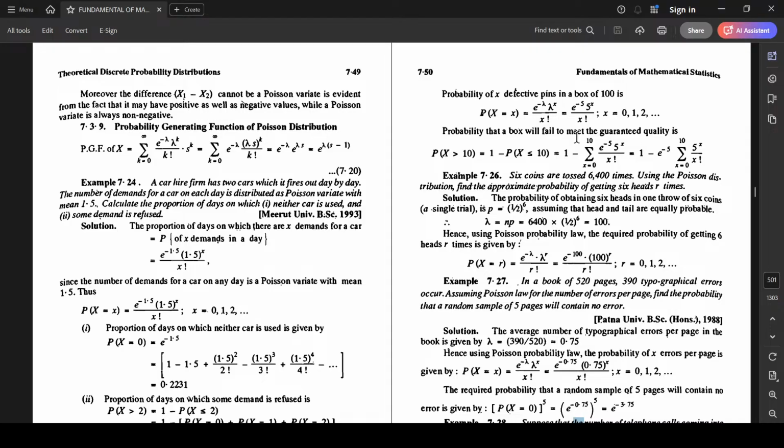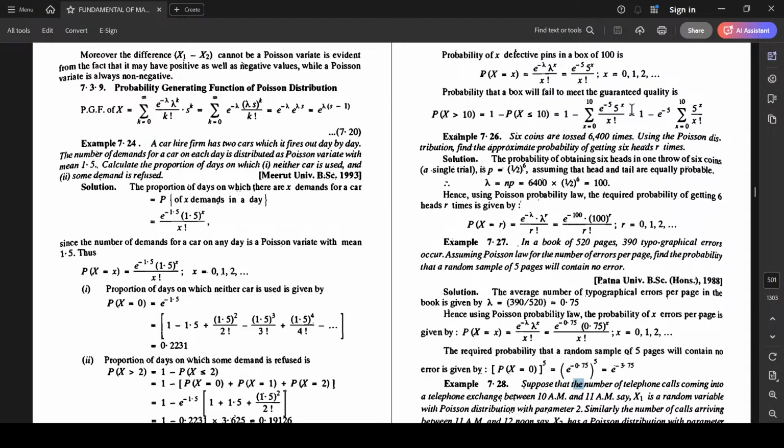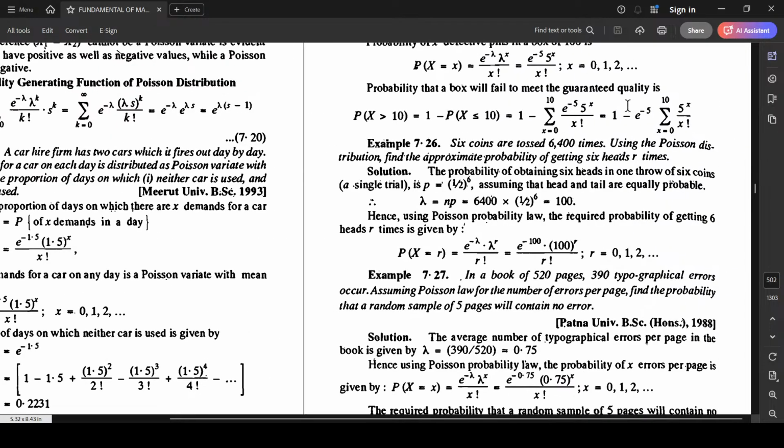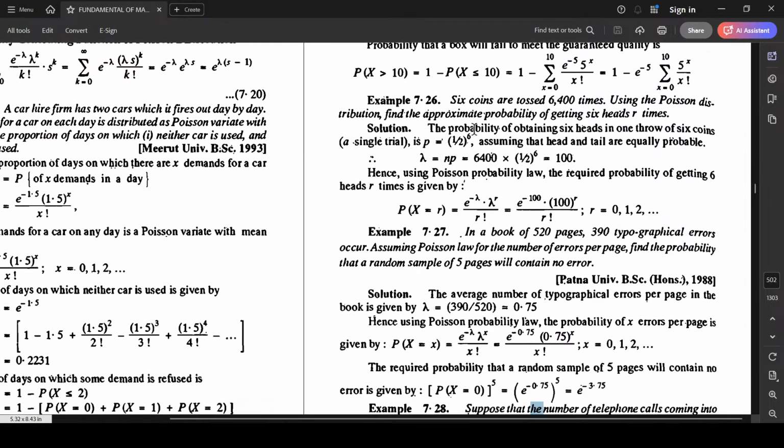In the next class, we will study control system, I guess. Okay, 7.26. Six coins are tossed 64,000 times. What I face is what to take as n and what to take as x, so sometimes there is a problem. Using the Poisson distribution, find the approximate probability of getting six heads r times.